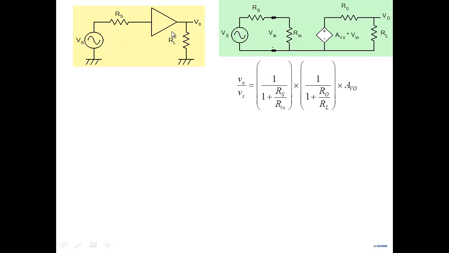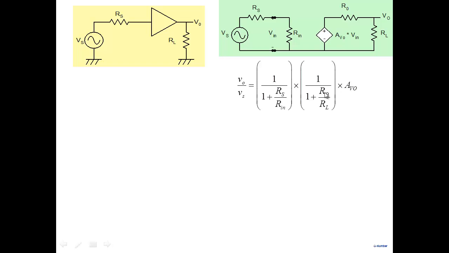So here is a voltage amplifier. You know that there is an Rs, an Rin, Av0, Vin, Ro, and all that we saw right in the beginning of our discussion. When we look at the overall voltage gain Vo by Vs, we can write it in this form. And we look at this expression and say, if you want large gain, I need to make Rin very large, much larger than Rs, then this factor becomes close to 1.